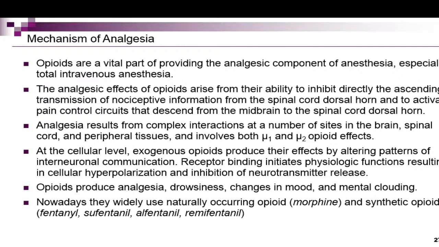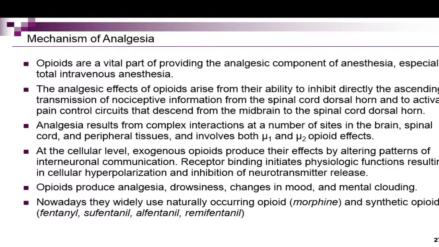and involves both mu receptors, first and second types. The special target for opioids is the mu receptor. At the cellular level, exogenous opioids produce their effect by altering patterns of interneural communication. Receptor binding initiates physiologic functions resulting in cellular hyperpolarization and inhibition of neurotransmitter release.